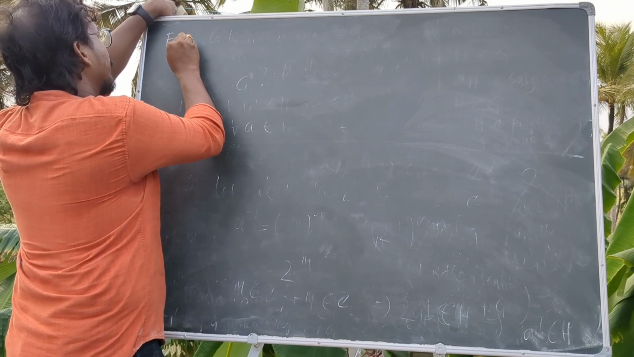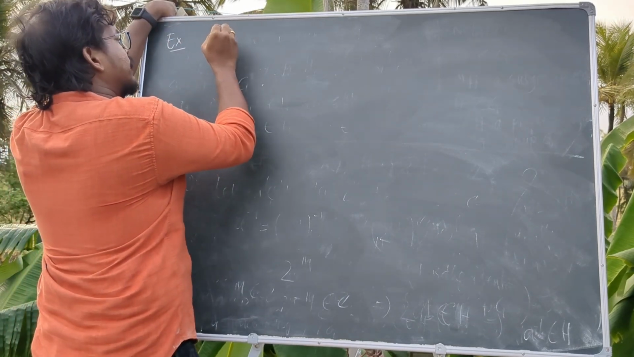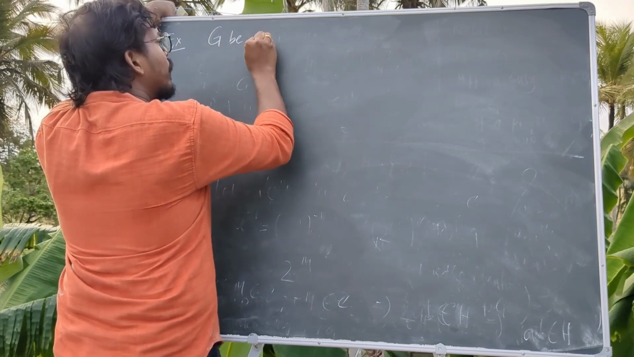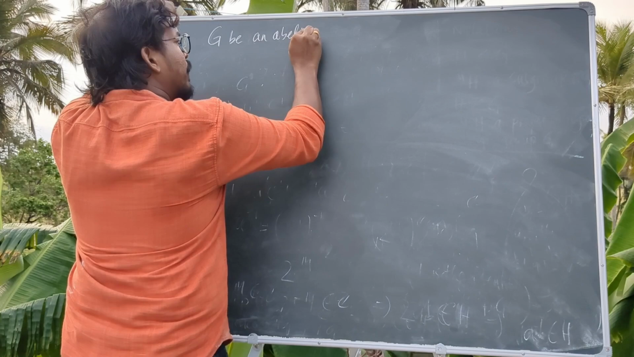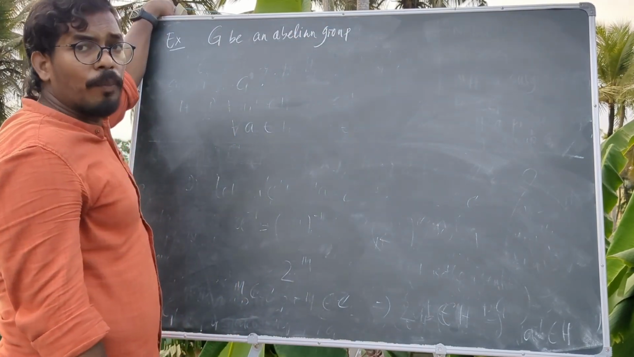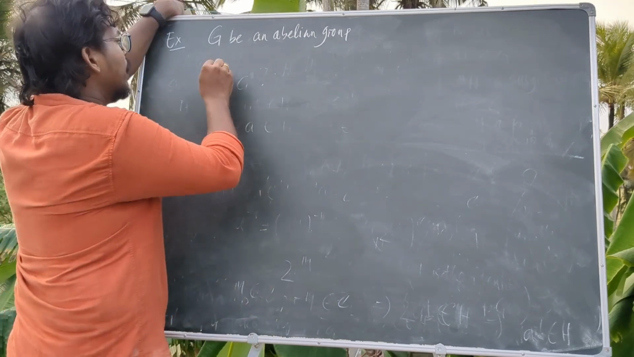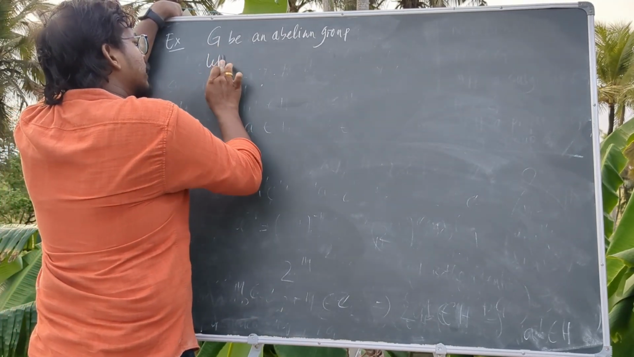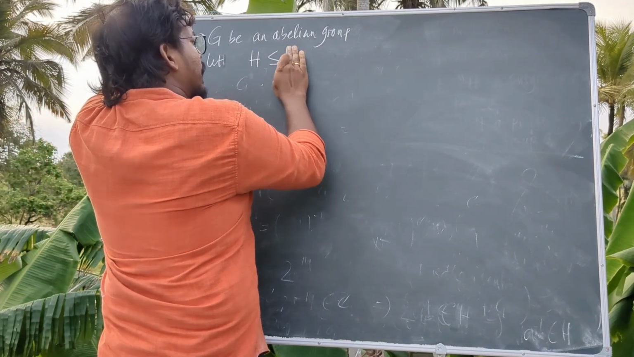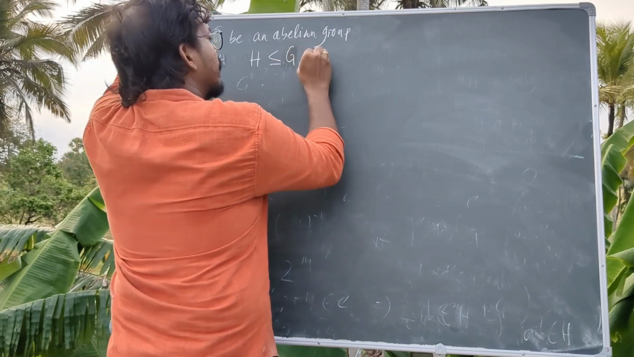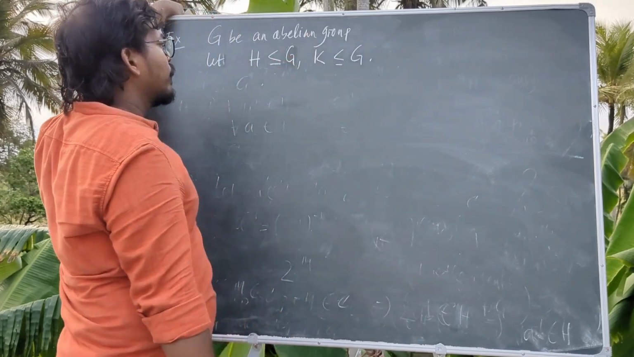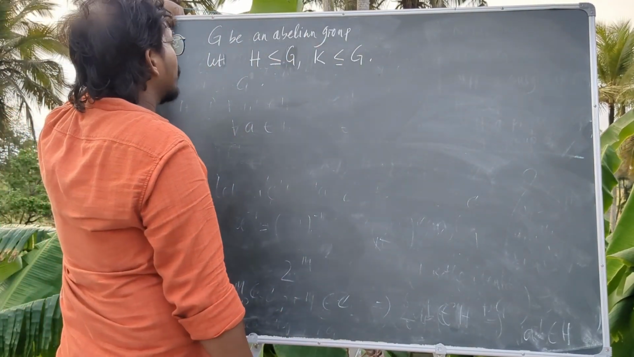Let us have another example, and this example is a little bit different. Suppose we have first an abelian group, G an abelian group. So it satisfies all four group axioms, and it has the commutativity property also. Let H be a subgroup of group G and K be a subgroup of group G. We have an abelian group and two subgroups of the group G.